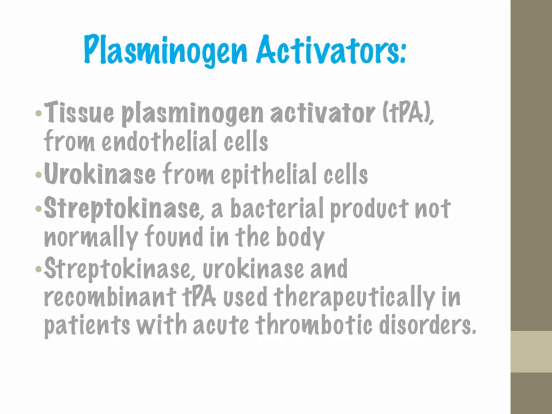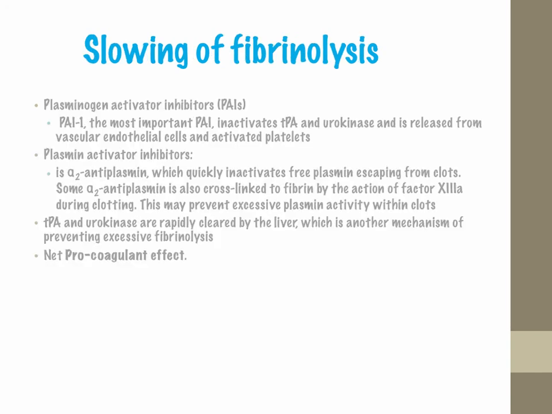Okay, and you've probably heard of tissue plasminogen activator, or TPA, from endothelial cells. Urokinase comes from epithelial cells, and then streptokinase is a bacterial product not normally found in the body. But those three together are being used therapeutically in patients with acute thrombotic disorders. And if you have an acute thrombotic disorder, you want anything that's going to keep you from clotting.